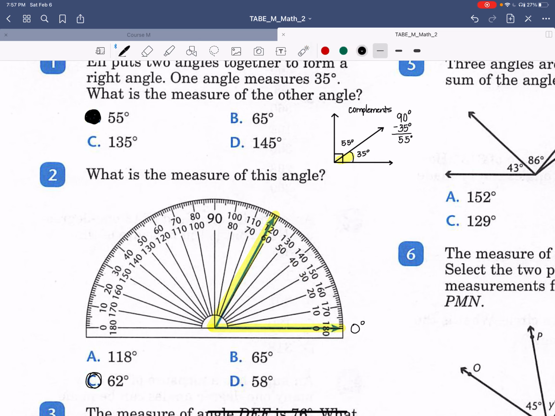C. If you are using a protractor, you just want to make sure that that one ray on the bottom is lined up with 0. The vertex of the angle goes right here in that center point, and then you line up that 0 line, and that will tell you whether to read the top or the bottom scale. Just make sure that you're starting on 0.